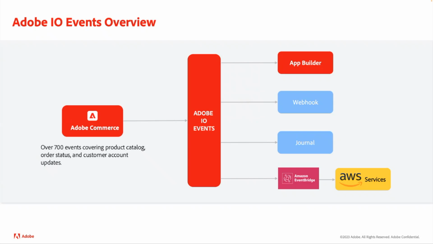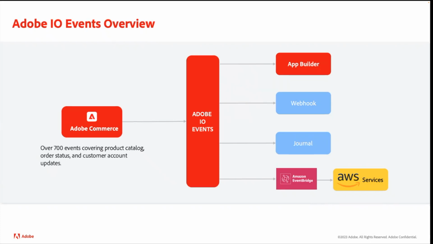All events can be recorded in a journal where they will reside for a specified amount of time, and you can use our journaling API to read or retrieve those events and act upon them. And finally, you can send them to Amazon EventBridge. Now, Amazon EventBridge is Amazon's serverless event routing capability, and from there, you can use those events in multiple AWS services or also in third-party applications that are integrated with Amazon EventBridge.